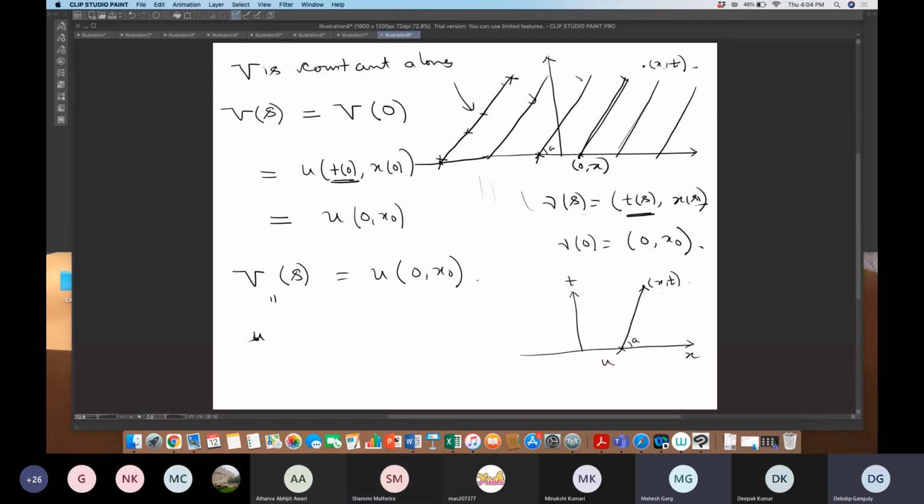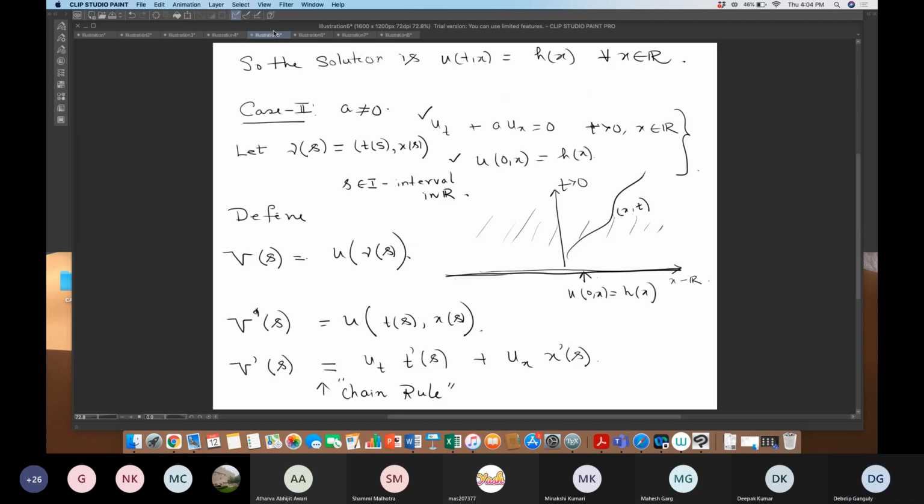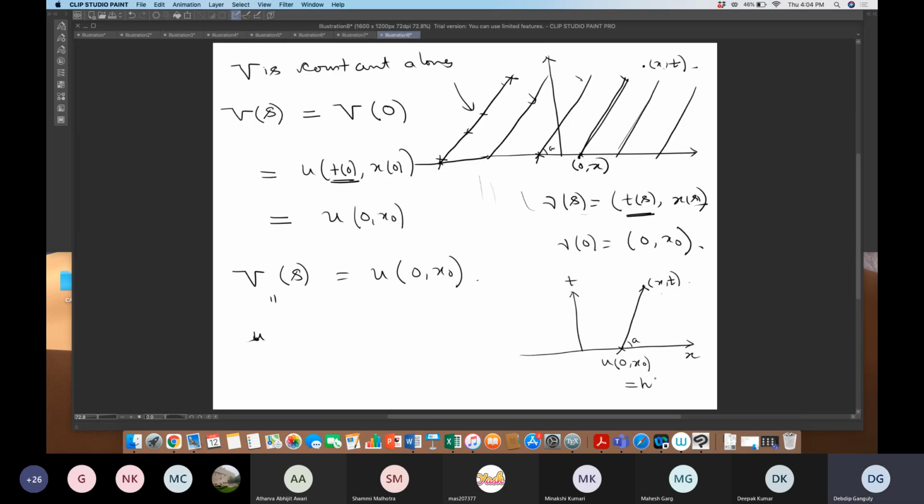What is the value of u at this point? 0 comma x naught, because we started with the initial value u of 0, x is h of x. So this is nothing but h of x naught. Yes or no? So we know u of t, s. If we come down here, that is equal to u of 0, x naught. Clear?